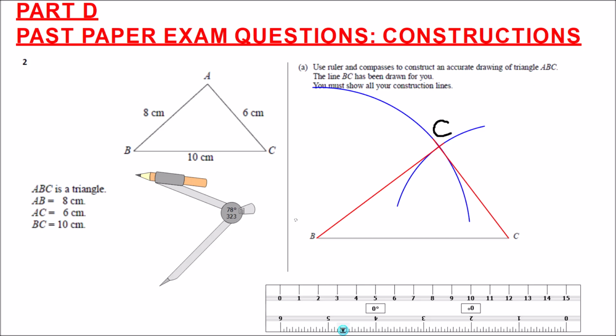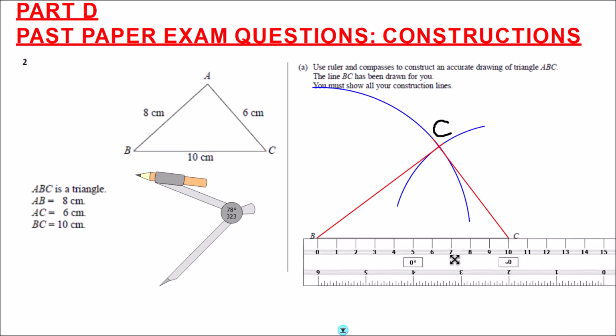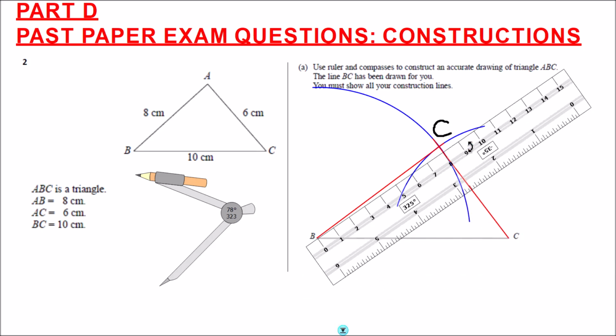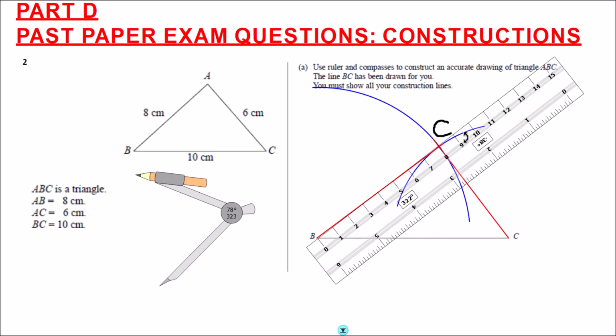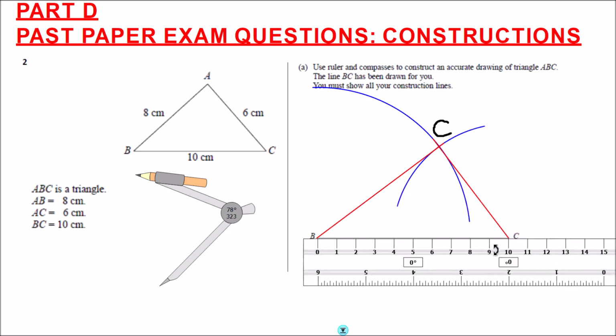If you measure it, you should find that this is 8 centimeters, and that's 6 centimeters. So you can prove it by measuring it yourself. So, for example, if I just get this ruler here, you can see that's 8. The other side will be 6 as well, but you can check that one for yourself.